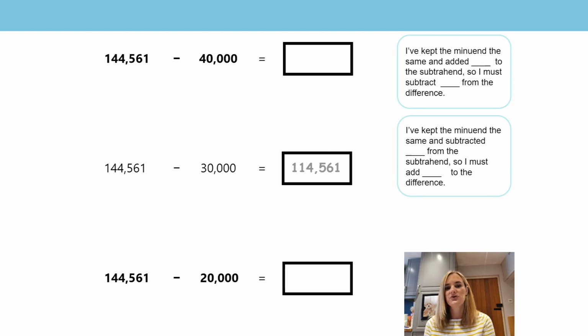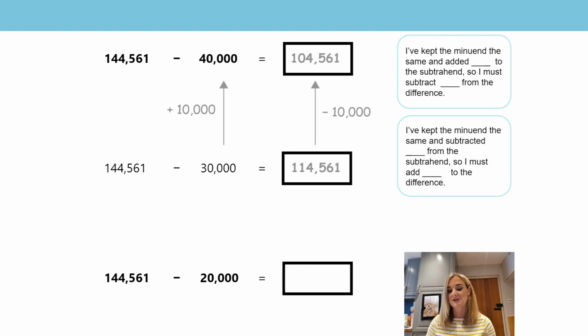Right, okay, so 144,561 subtract 30,000 is equal to 114,561. So if we're going from that middle calculation to the top calculation, what did you notice? Yeah, you're right, it increased, didn't it? The subtrahend increased by 10,000, so the difference must decrease by 10,000. So did you get 104,561? Yeah, and we can just use our place value, can't we? We know it's gone down by 10,000. So the only digits that are going to change is our 10,000 digit.